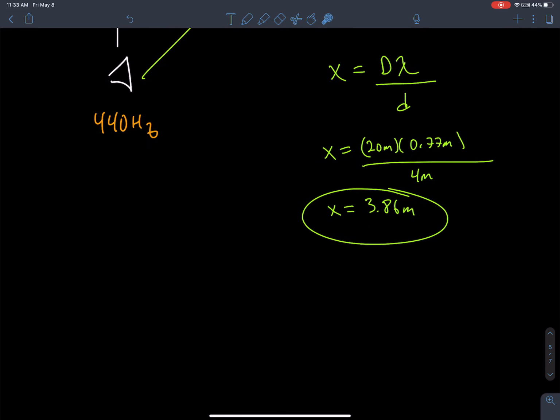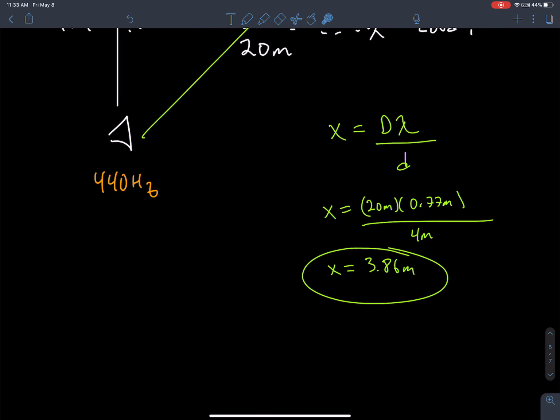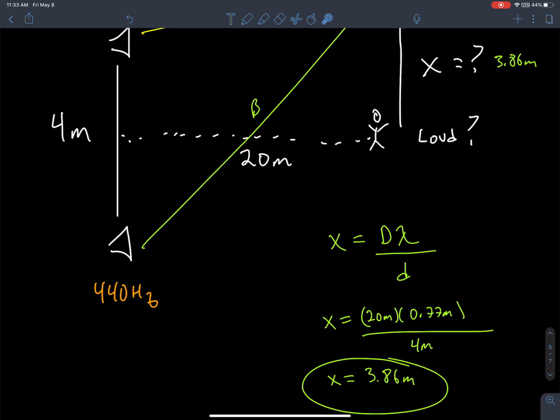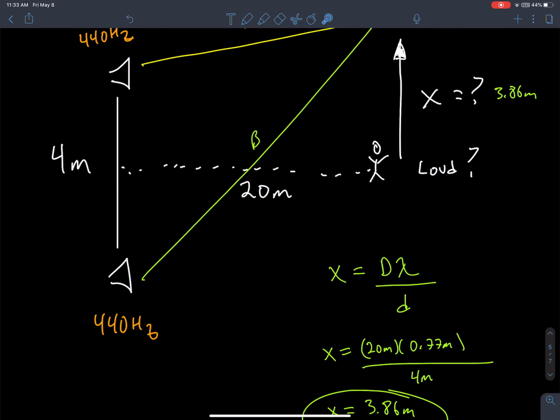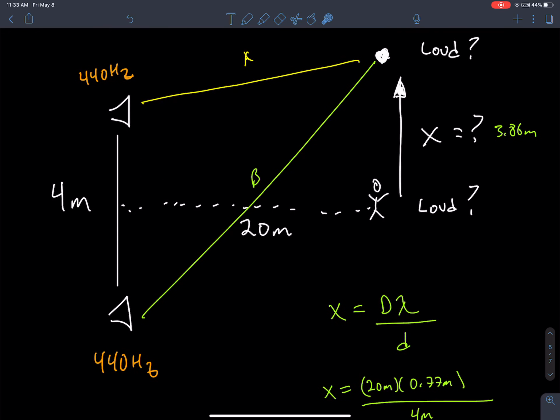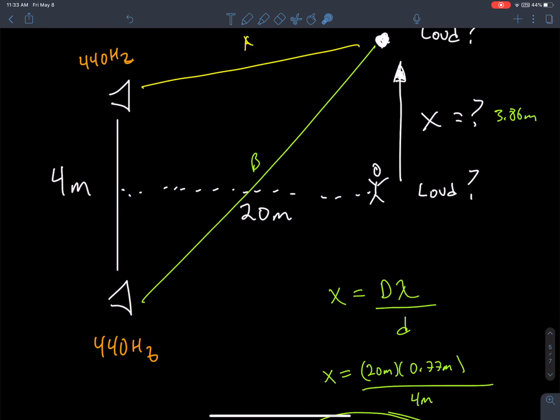Okay, so this equation that you have in your data booklet is used for 2-point interference, where it tells you how far somebody would have to walk from the center there to be able to hear another loud sound. Okay, that's that.